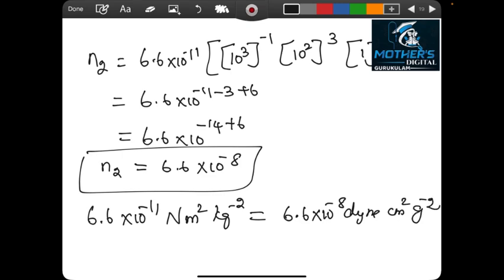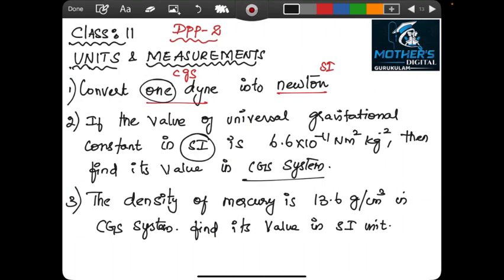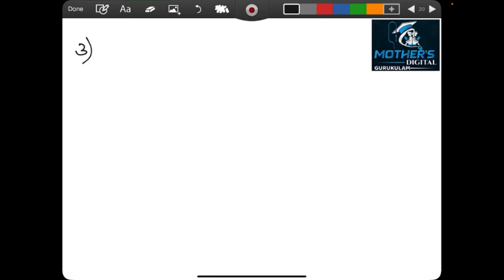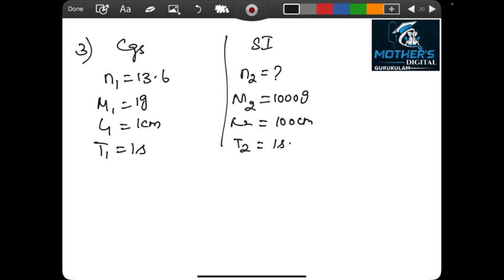We'll move on to the third problem. The density of mercury is 13.6 gram per centimeter cube. It is given in CGS. We are going to convert into SI unit. So for the third problem, we convert the density from CGS unit to SI unit. N1 is given as 13.6. N2 we are going to find out. M1 will be 1 gram, L1 will be 1 centimeter, T1 equals 1 second. Similarly, M2 equals 1000 gram, L2 equals 100 centimeter and T2 equals 1 second.